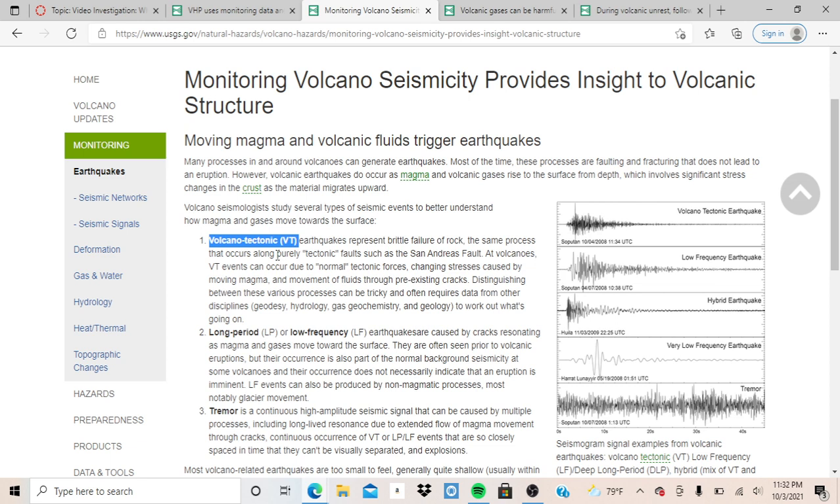Volcano tectonic earthquakes happen due to normal tectonic force, which forces changes in the stress caused by magma that is moving through pre-existing cracks in the crust. Finding the difference between these various processes can be very tricky, and it also requires lots of data from other types of volcanic monitoring.